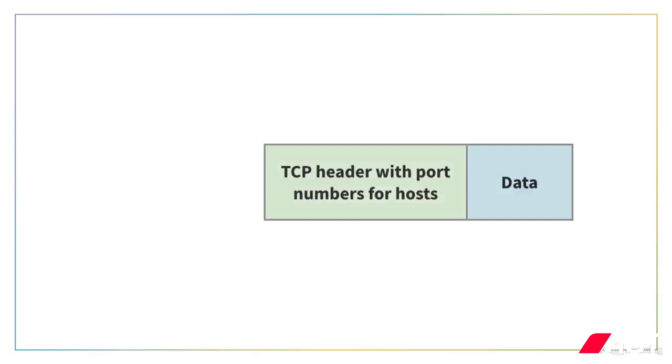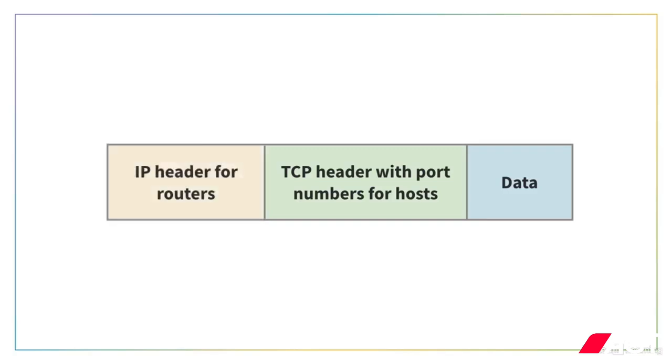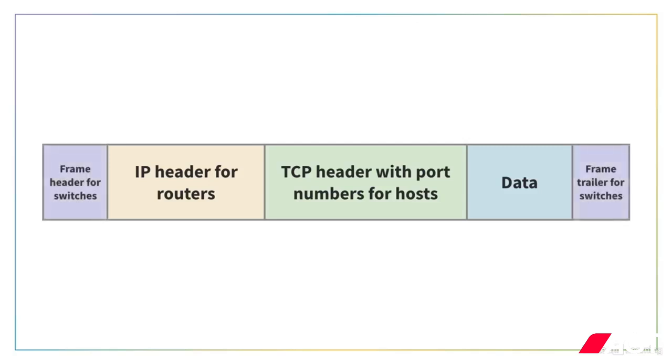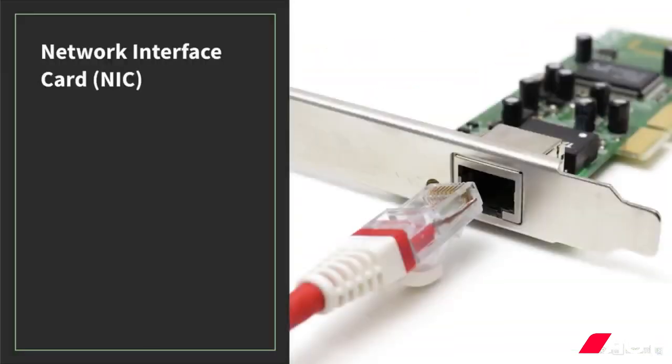The OS then starts adding layers of headers and trailers for addressing purposes. The first header to be added is a TCP header, which contains port numbers for hosts. Next is an IP header for routers. The final one is a frame, which consists of a data link header and a trailer used by switches. A network interface card or NIC transforms the whole packet into a signal.